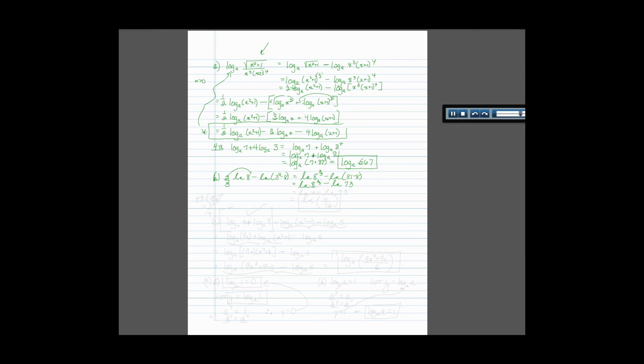Okay, now let's deal with 8 to the 2/3. 8 to the 2/3 means the cube root of 8 squared. Cube root of 8 is 2. 2 squared is 4. So what I have is ln of 4 minus ln of 73. Now this is subtraction, so I'm going to use my quotient rule, and I know that means ln of 4 over 73, and I have it back as a single log. You just have to go one step at a time on these and not get lost.